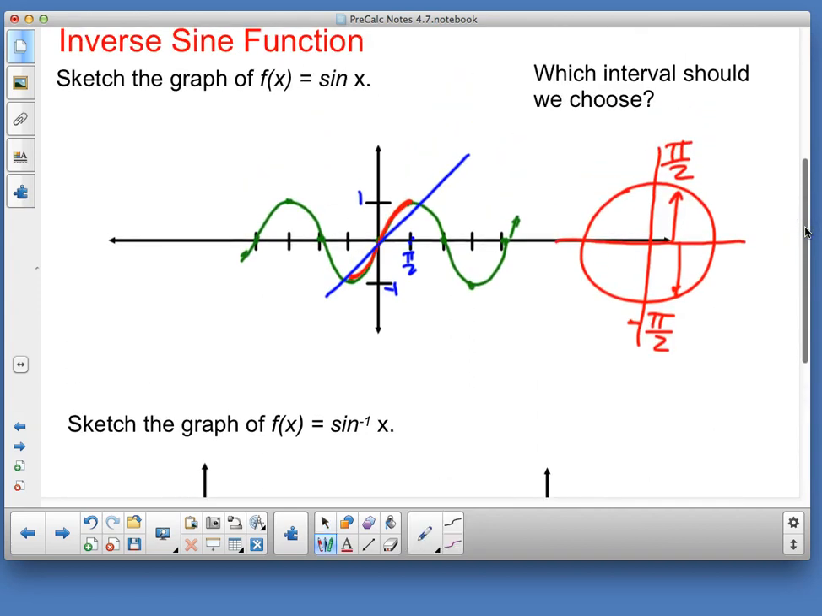We're talking about our interval, and our interval is included. It's negative pi over 2 to pi over 2. That's where this is coming from, that negative pi over 2 to pi over 2. That's where it's defined as my inverse function for sine. If I do anything more, it will fail the horizontal line test because it'll start going back and cross that line a second time.